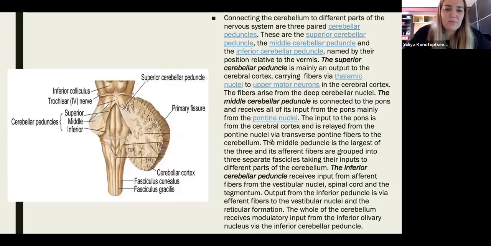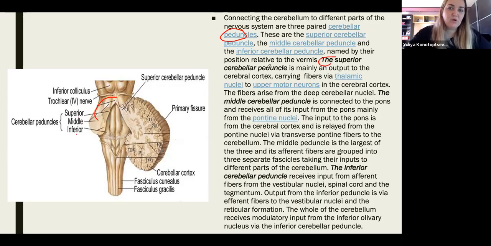In the cerebellum, you have 3 very important structures called peduncles. You can see here this is cerebellum, and in front of it will be pons, and here we have medulla. There are 3 peduncles: superior, middle, and inferior. Peduncle is just a fancy way of saying tract. It's a bit bigger than a tract because it contains more than 1 tract. So peduncle is like a combination of tracts. There are lots of axons traveling there.